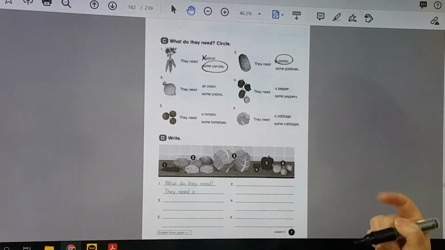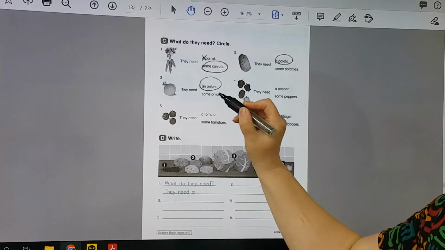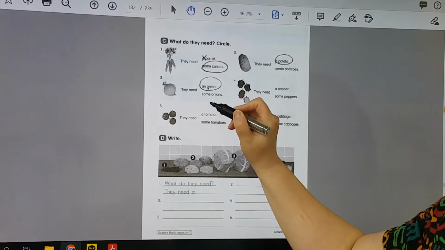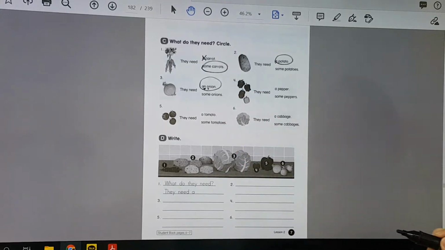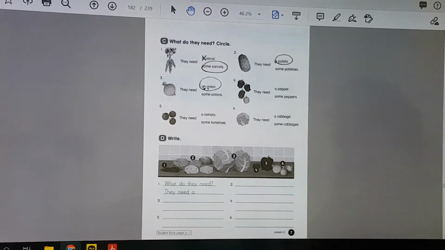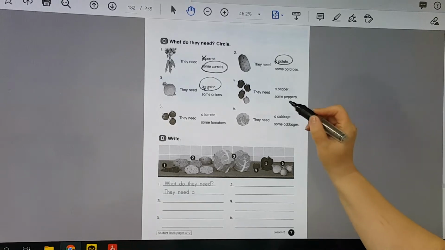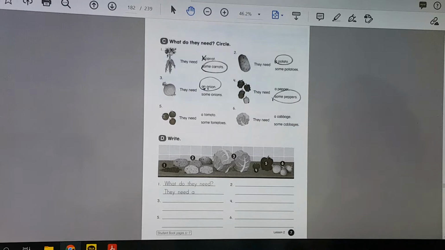Only one. Number 3, what do they need? They need an onion. Remember, onion starts with O. So we have to use the word an, not a. An. Number 4, what do they need? They need some peppers. Very good. Some peppers because 1, 2, 3, 4. 4 peppers.